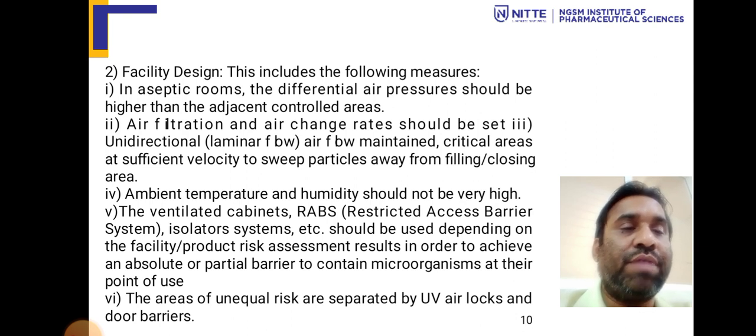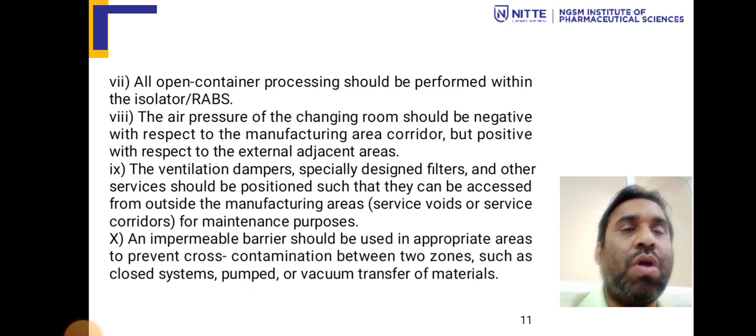Product risk management results in order to achieve an absolute or partial barrier to contain microorganisms at their point of use. The areas of unusual risk are separated by UV locks and door barriers. All open control processing should be performed within the isolators or RABS. The air pressure of the changing room should be negative with respect to the manufacturing area corridor but positive with respect to the external adjacent areas.